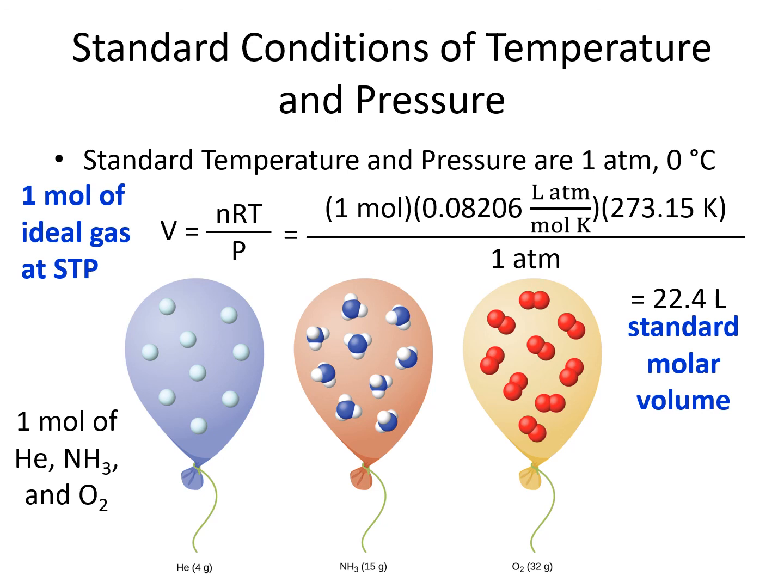The balloon on the left contains 4 grams of helium, which is 1 mole of helium, so it takes up 22.4 liters. The balloon in the middle contains 15 grams of ammonia, which is 1 mole of ammonia, so it takes up 22.4 liters. The balloon on the right contains 32 grams of the oxygen molecule, which is 1 mole of the oxygen molecule, so it also takes up 22.4 liters.